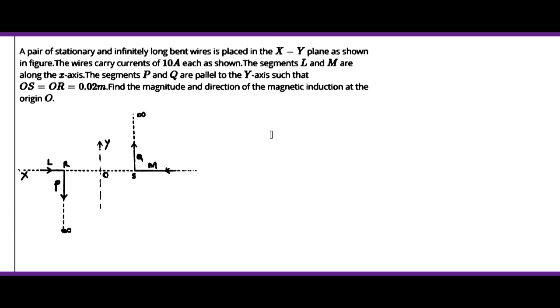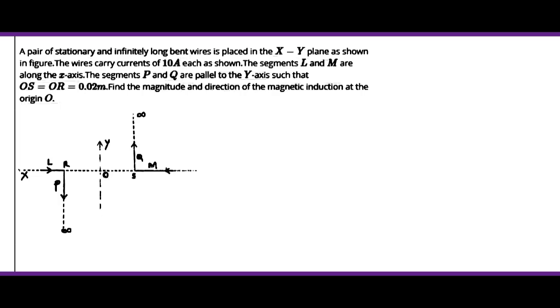Hi everyone, so we are given a question which says a pair of stationary and infinitely long bent wire is placed in the XY plane as shown in the figure. The wire carries current of 10 ampere each as shown. The segments L and M are along the x-axis. The segments P and Q are parallel to the y-axis such that the distance between OS and OR is given as 0.02 meter. We need to find the magnitude and direction of magnetic induction at origin O at this point.